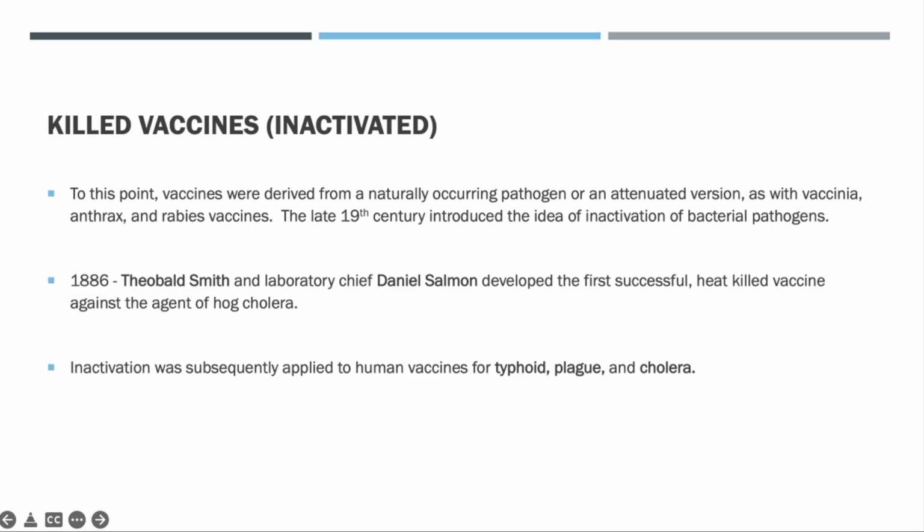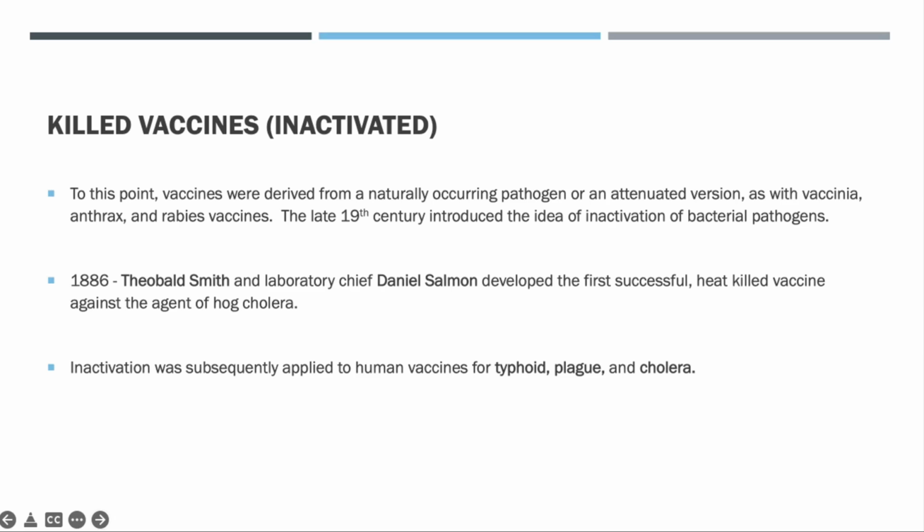Another development at this time: up to this point, most vaccines were derived from a naturally occurring pathogen or an attenuated version, such as with vaccinia, anthrax, rabies. The late 19th century introduced the idea of inactivation of bacterial pathogens in human vaccination. In 1886, Theobald Smith and his chief, Daniel Salmon, developed the first successful heat-killed vaccine against the agent of hog cholera.